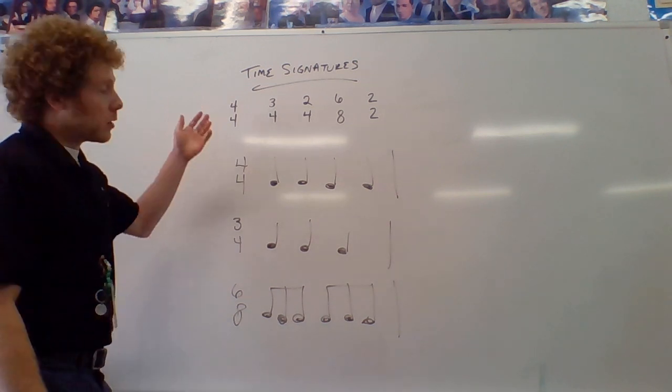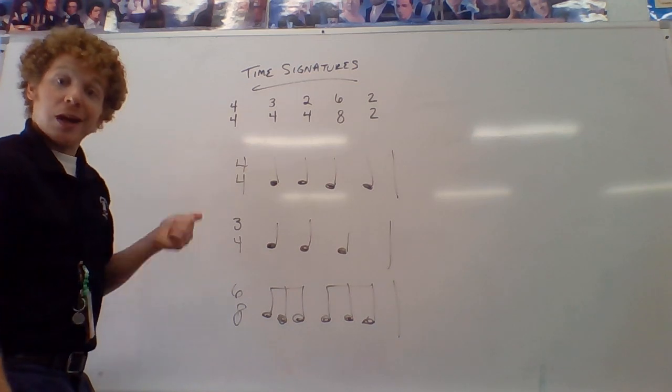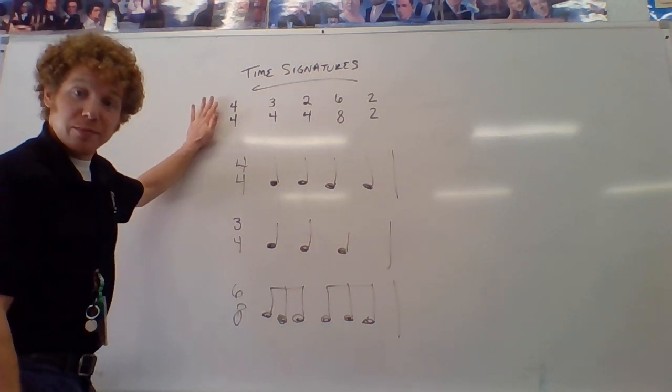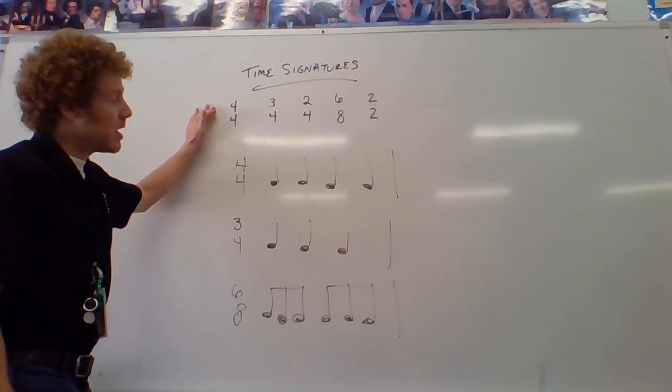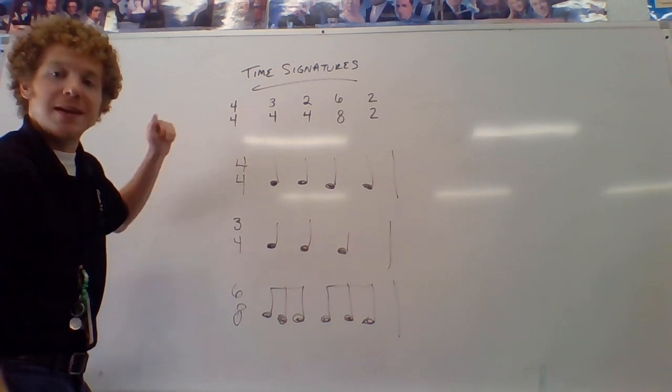So in this video, we've talked about what a time signature is. We've looked at some examples of time signatures. We looked at what a measure of music is. We looked at what the top number of a time signature means. That's how many beats are in your measure. And we looked at what the bottom of a time signature means. That's what type of note gets the beat.